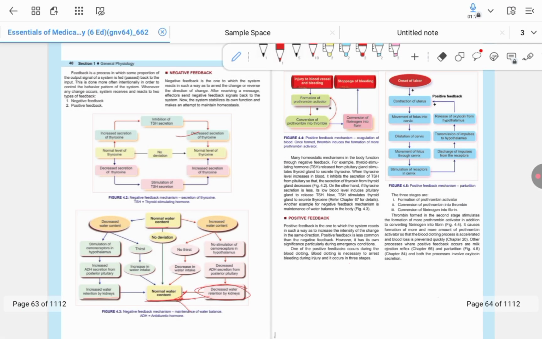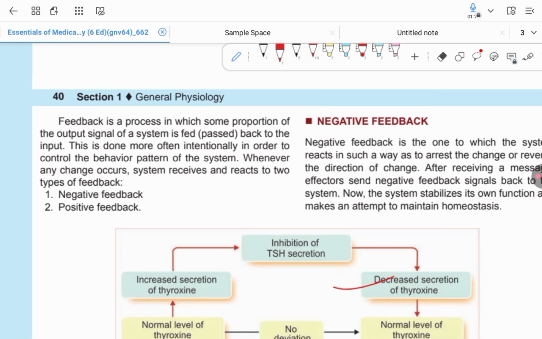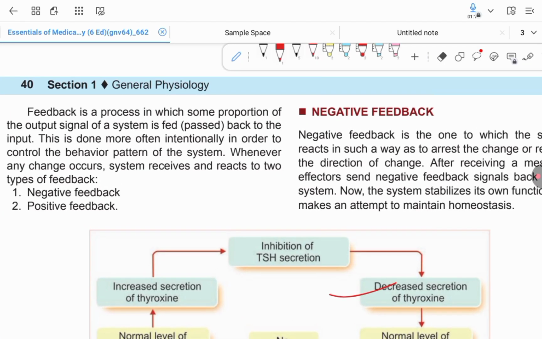These are all given here. Feedback process is the process in which some proportion of the output signal stream is passed back to the input. This is done intentionally in order to control the behavioral pattern of the system. So whenever any change occurs, the system takes two types of feedback. First one is negative feedback. Second one is positive feedback.